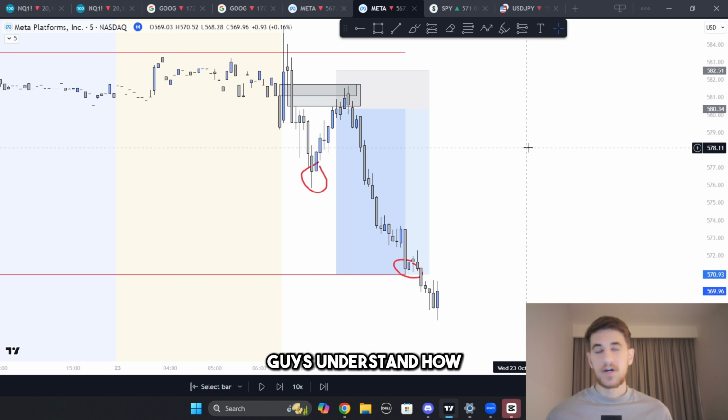So hopefully you guys understand how powerful liquidity actually is, and you definitely need to add this to your trading arsenal, because I personally think you can't trade without it, and it is something that's definitely changed my trading for the better, and a lot of traders that I personally know as well. So hopefully it helps you guys trade a lot better.